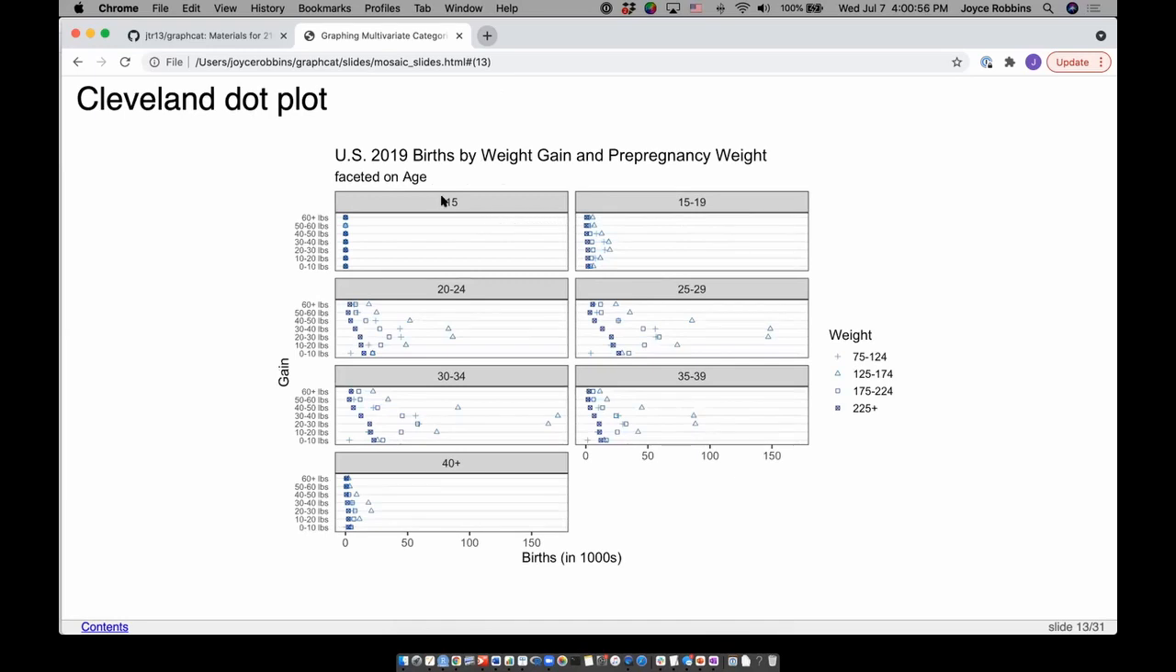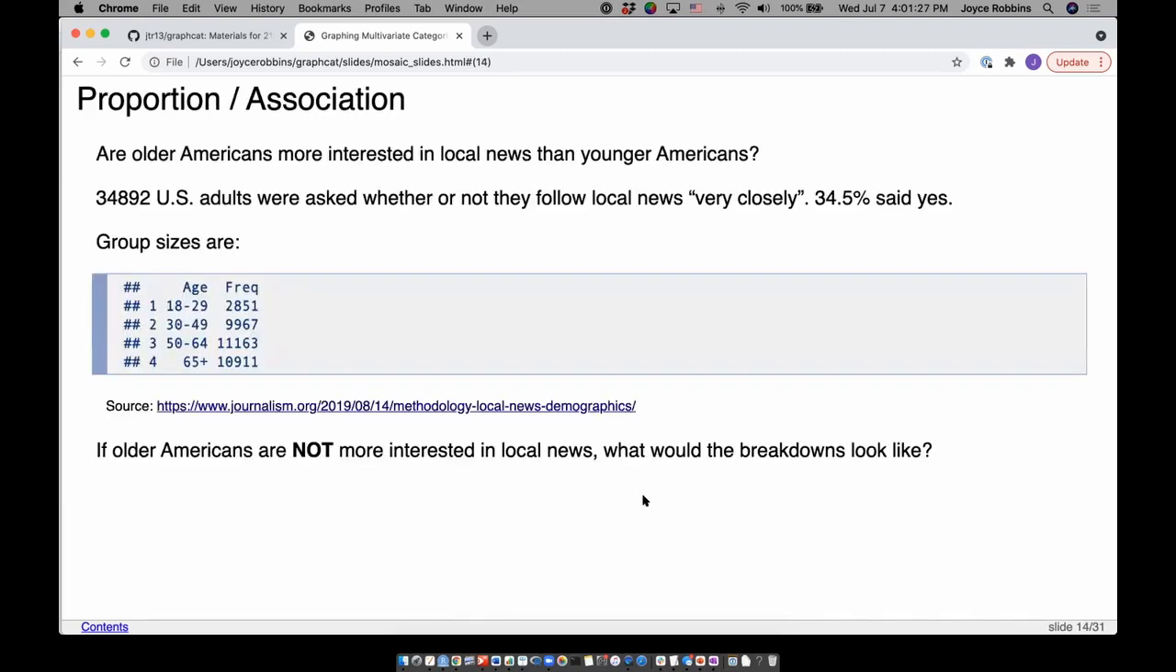And the Cleveland dot plot shows you the same information. This time I faceted on age instead of on the weight category. And again, we see the highest values are for those 20 to 30 and 30 to 40 pound gain categories for women who are aged 30 to 34 and in that 125 to 174 category. So if you really wanted to see the most common of those 196 possibilities, a Cleveland dot plot does that well. But again, that is not our concern here.